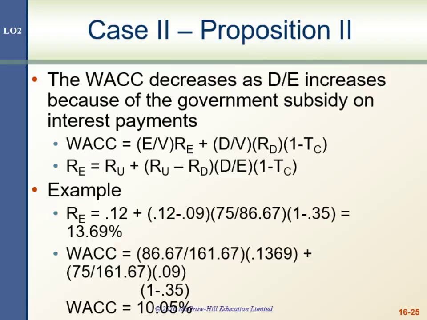The increase in the return on equity is heavily dependent on the fact that we're paying 9% and getting 12% on other people's money. So the weighted average cost of capital, which you can see at the end here, is 86.67, the amount of equity in the capital structure over the total value of the levered firm, 161.67, times 0.1369, which is the new return on the equity, plus the debt weight in the capital structure times 0.09 times 1 minus 0.35. So the WACC is actually 10.05%.